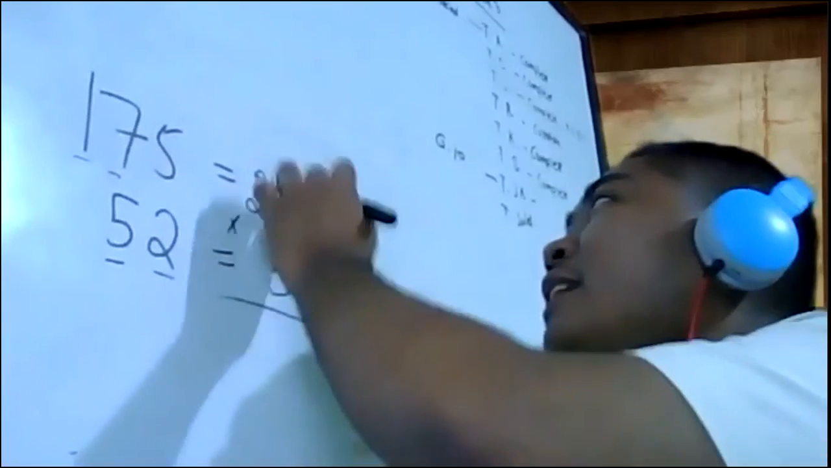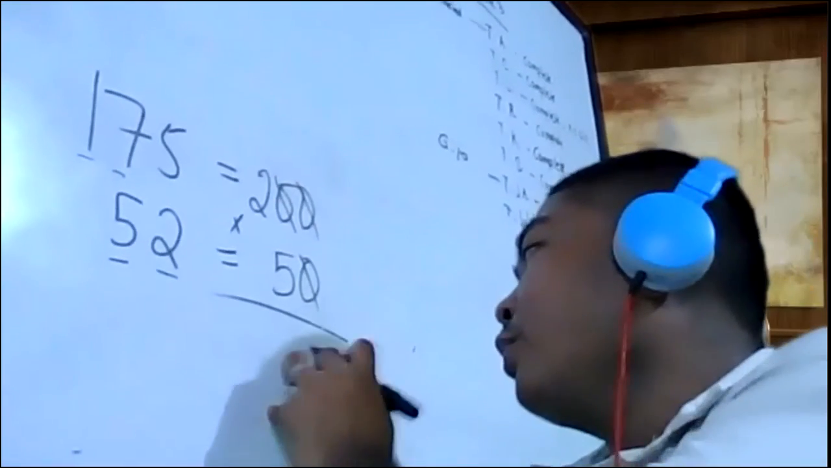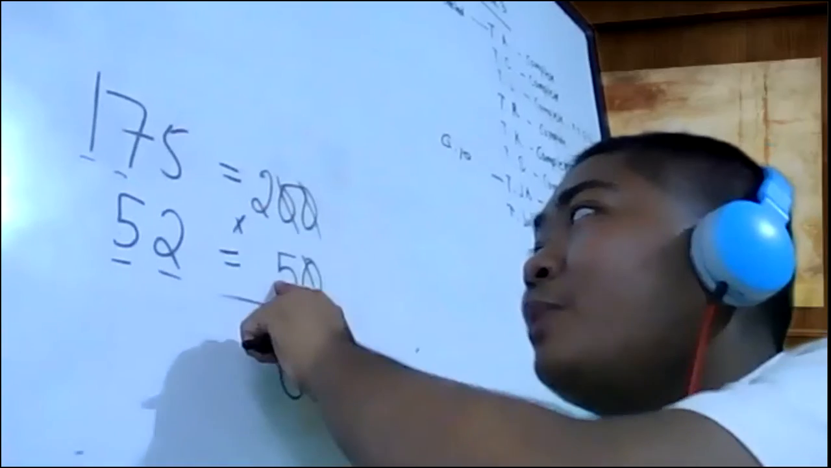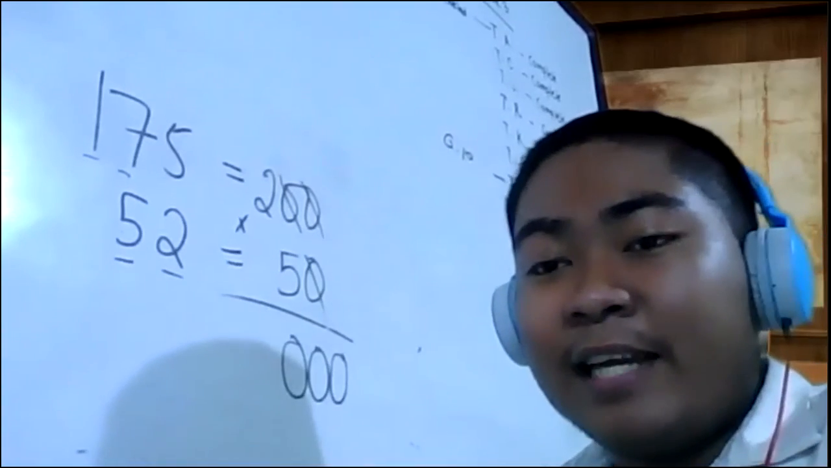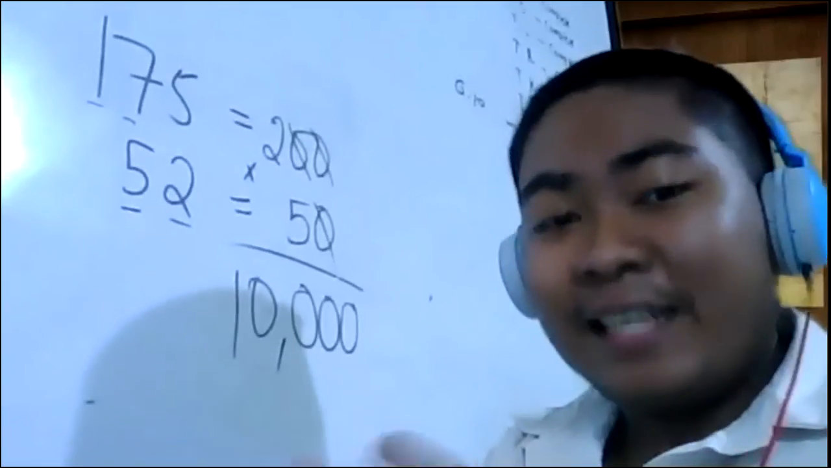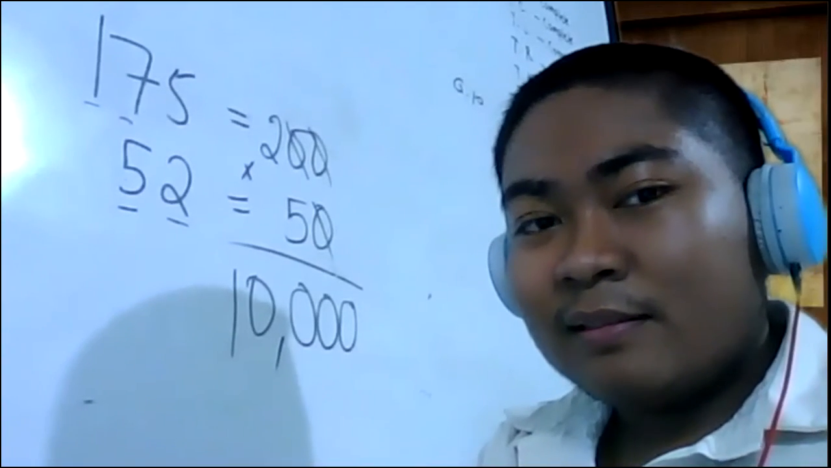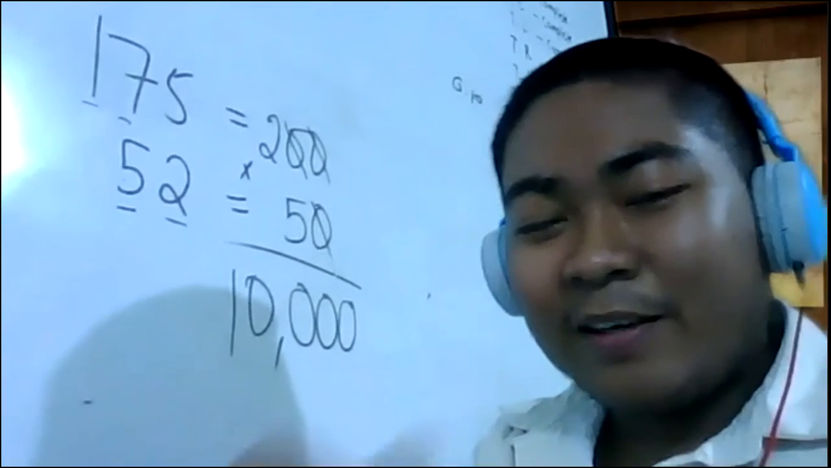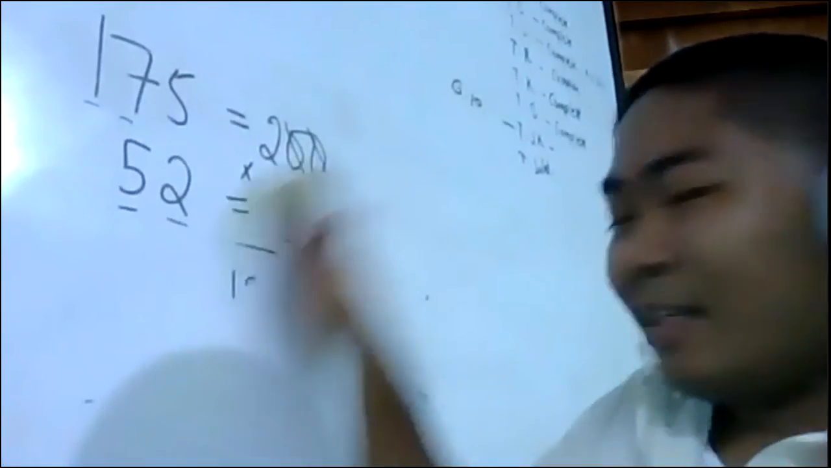Yes. So, cancel the zeros. Therefore, input 3 zeros. Tama? And multiply the whole numbers, which is 2 and 5. Therefore, that's 10,000. That's it. Basic? Yes. Okay. So, let's write up another example on your modules.